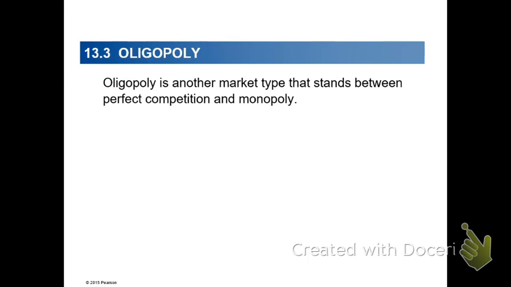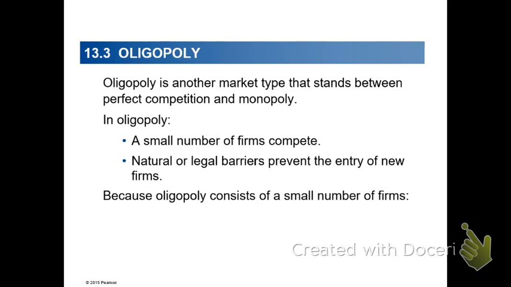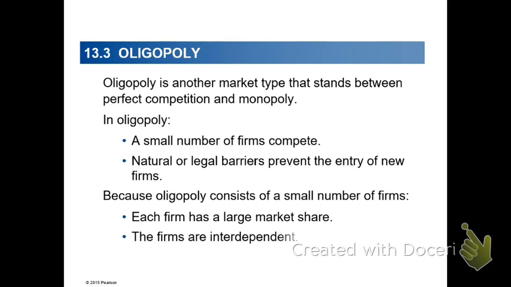Okay, so just like monopolistic competition, oligopoly is somewhere between perfect competition and monopoly. In oligopoly, we will see a small number of firms, and there are some natural or legal barriers to entry of new firms. So you can see that there are some elements of monopoly there. But since we have not one firm but a few firms, we have something in between. We will have each firm covering a large share of the market, which means that every firm in oligopoly has some kind of market power, which is important.